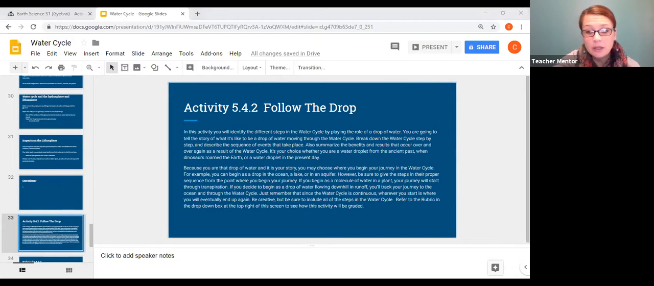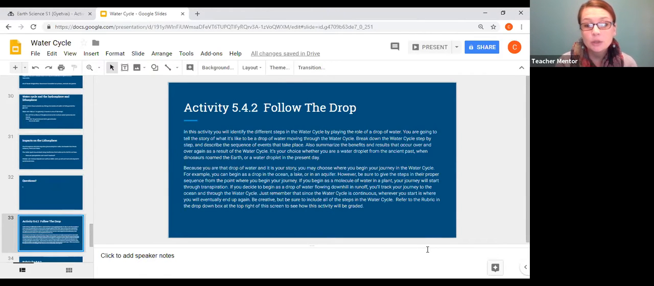Part of the assignment could be you creating a story, and you are taking the role as a drop of water. Since Juana, you said that your favorite was transpiration, you could start there. You could be a water droplet that was just absorbed through the roots of a big sycamore tree. And then from there, flow through the water cycle and then end up being absorbed through the roots of a daisy or something like that.